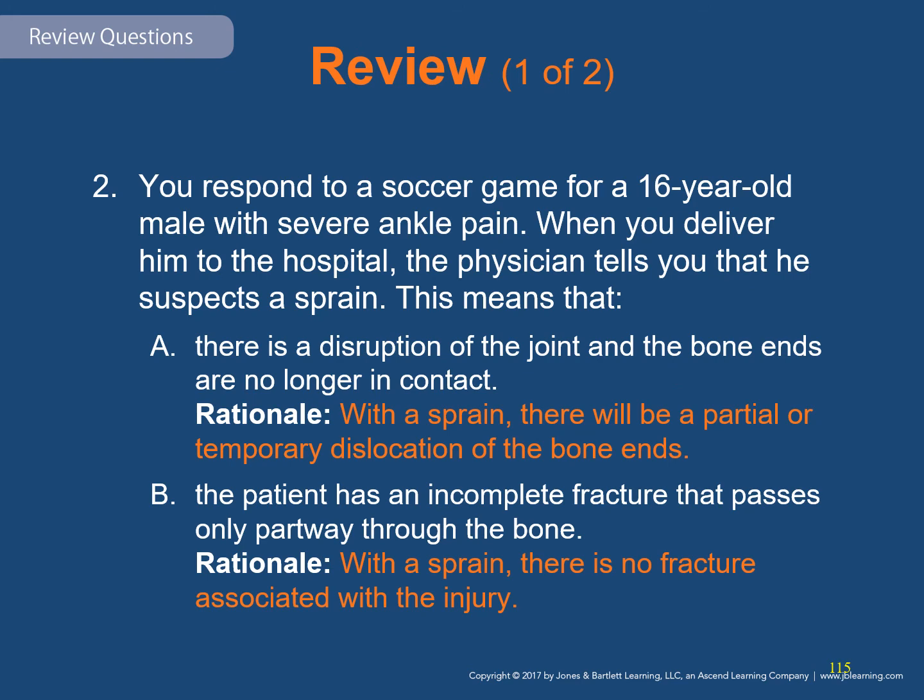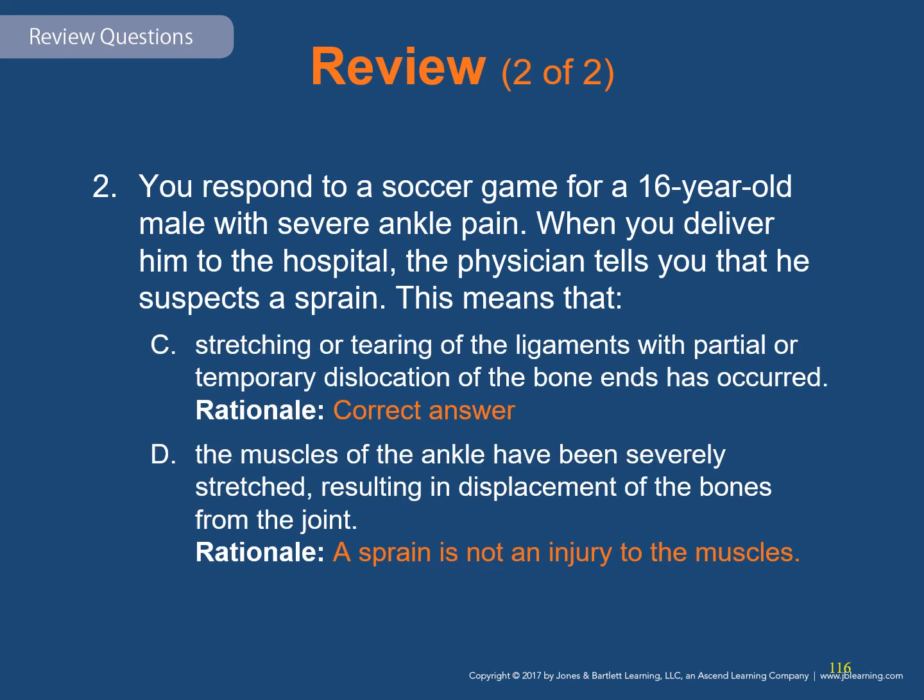Answer A. With a sprain, there will be partial or temporary dislocation of the bone ends. B. With a sprain, there is no fracture associated with the injury. C is the correct answer. D. The muscles of the ankle have been severely stretched, resulting in a displacement of the bones from the joint. A sprain is not an injury to the muscles.